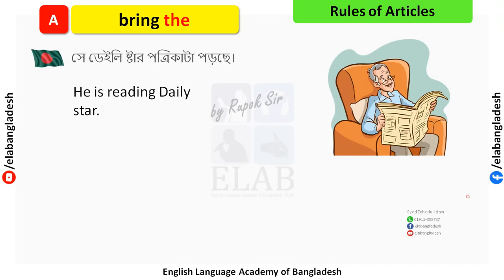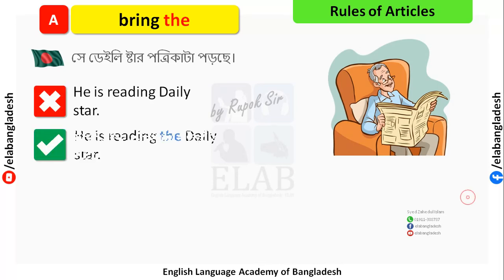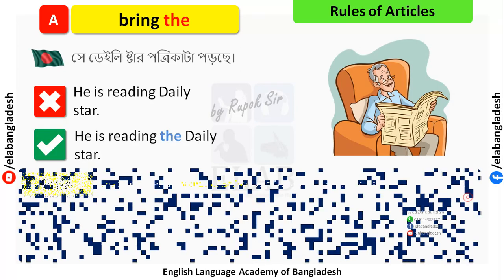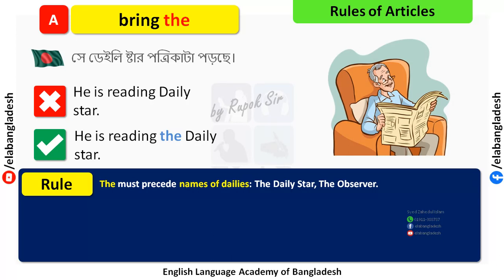He is reading Daily Star. He is reading the Daily Star. The must precede names of dailies: the Daily Star, the Observer.